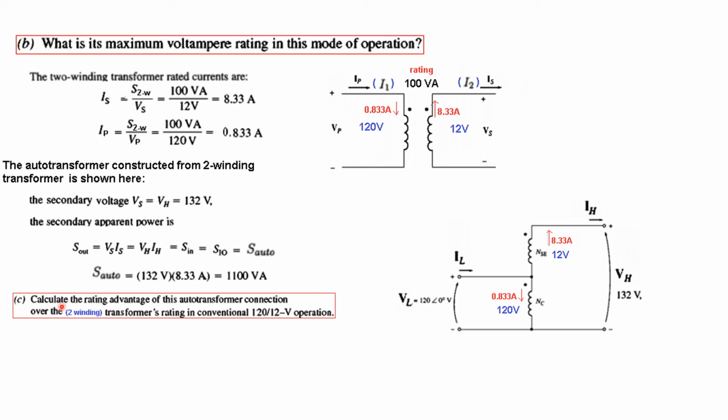And then the final question is to find the rating advantage over the two-winding transformer. Just like the previous one, the power advantage is S auto divided by S two-winding, 1100 divided by 100. So we are getting an 11 times power advantage in this case.